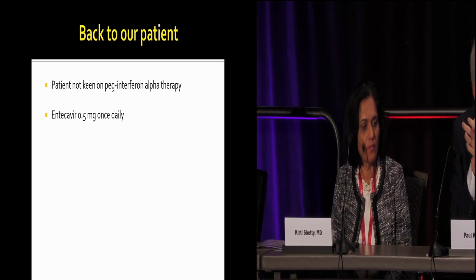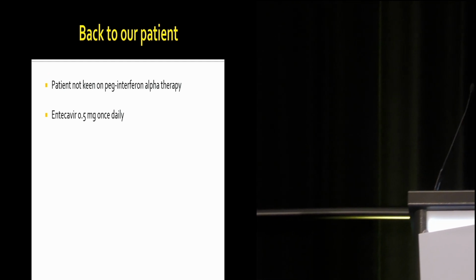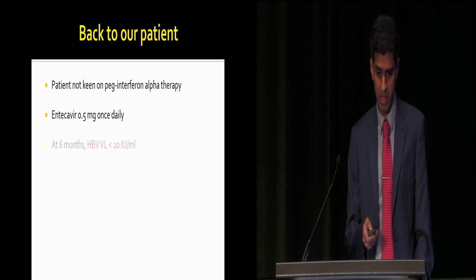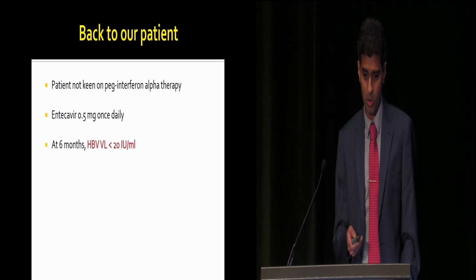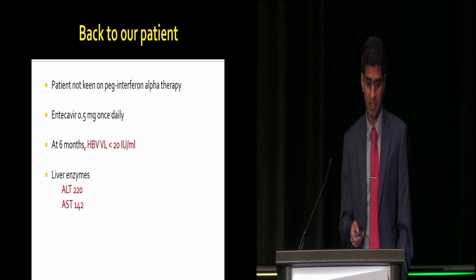So this is what we did to our patient. We briefly spoke about interferon initially. We started him on entecavir because of everything Dr. Polko mentioned. Actually, at 6 months, his viral load came down to less than 20 international units per ml, but his liver enzymes never improved.